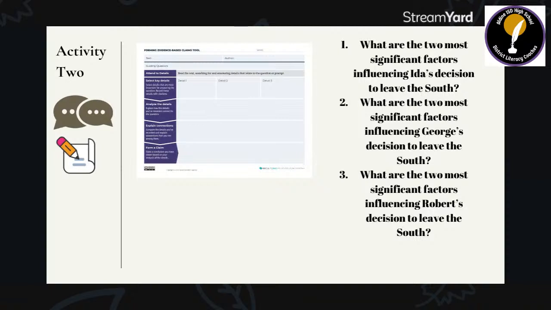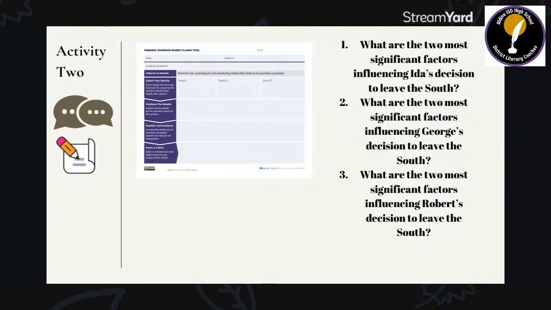Next, students use a Forming Evidence-Based Claims tool and continue working in their home groups to share and compare their annotation from pages 36 to 46 and 89 to 94 regarding the push and pull factors for each focus figure. Students work with their group to describe the 2 most significant influences on each focus figure's decision to migrate. As a group, they use 3 separate copies of the Forming Evidence-Based Claims tool to respond to each of the questions on the screen, selecting key details that are most important for answering each.